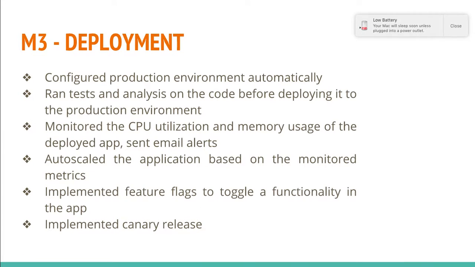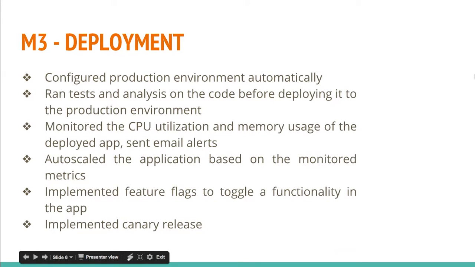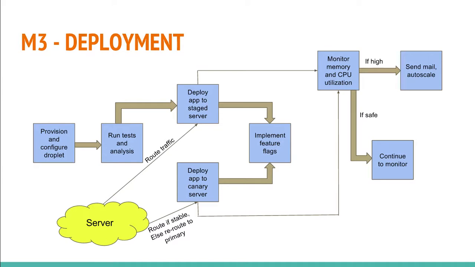Moving on to milestone 3, we do the following. We are provisioning and configuring the droplet. We ran tests and analyzed the commit. If successful, we deployed the app to the production environment. We monitored the deployed application, and if the usage was high, we sent an email and also autoscaled.